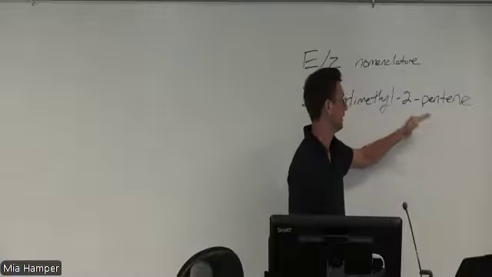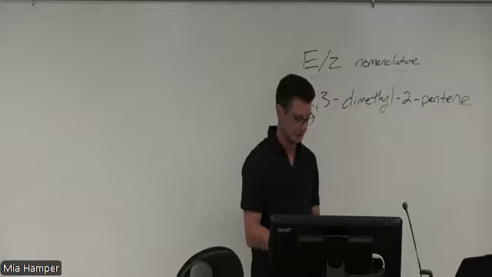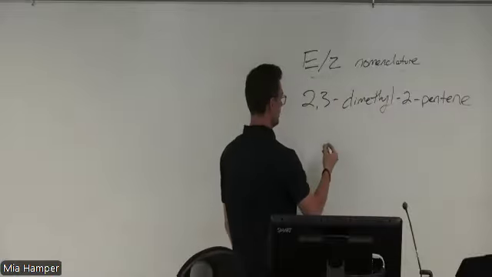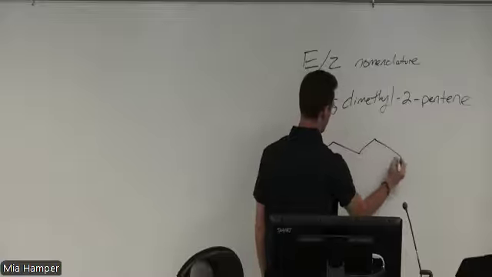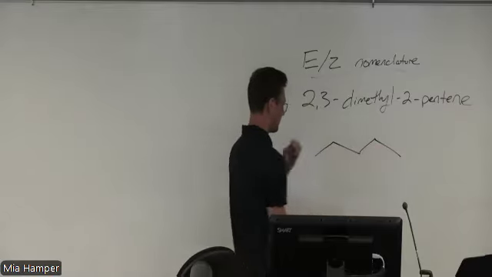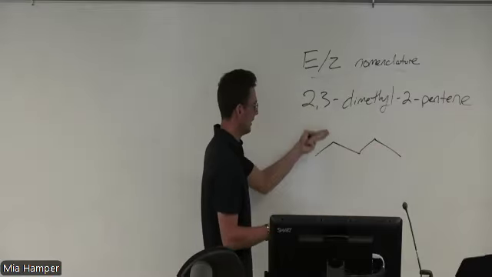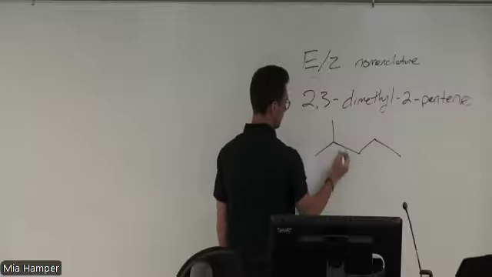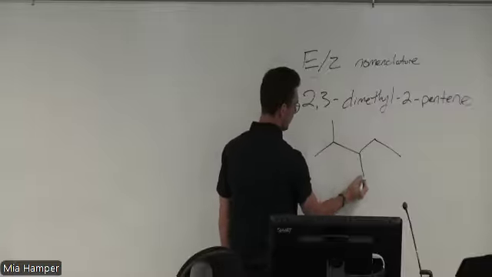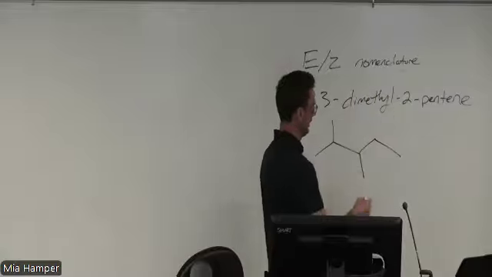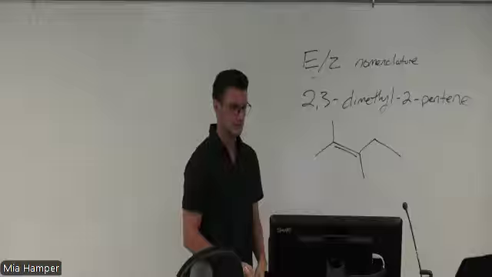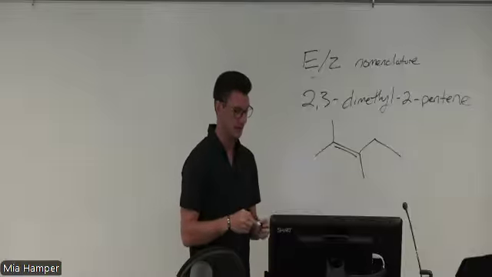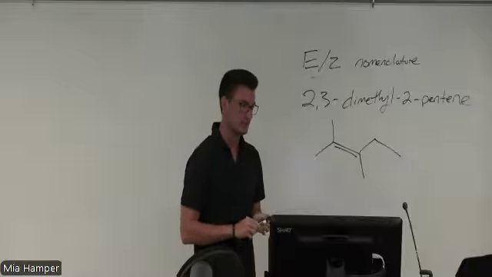And where is that one occurring? At the second carbon. So let's draw this out. Let's draw out our pentane as a straight chain just to get our parent molecule. 1, 2, 3, 4, 5. We have dimethyl, 2 and 3, and we have a double bond occurring at the second carbon. So that's just a little recap before we add in our E's and Z's.